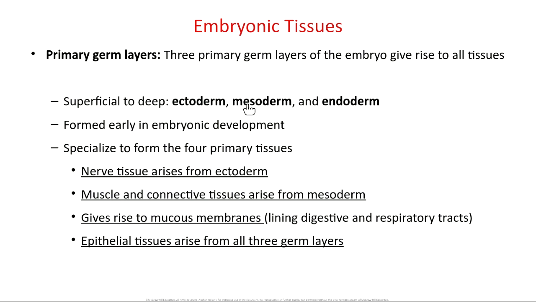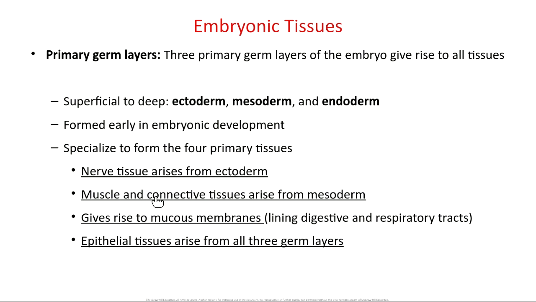The middle layer is called mesoderm, easy to remember. M for mesoderm, M for middle. And then the deepest layer is called the endoderm. Remember, you're going to start getting familiar with some of these prefixes and what they mean. Endo means inside or inner. These are formed in early development, and as I mentioned, they are going to develop into the specific types of tissue.